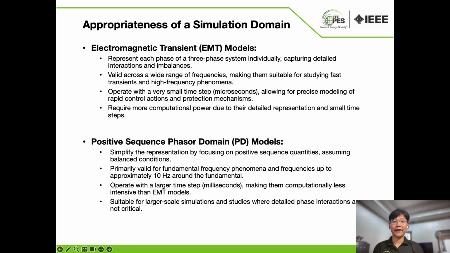Choosing the appropriate simulation domain depends on the specific goals and requirements of the study. EMT models are preferred when detailed phase information, fast transients, or high-frequency phenomena are important. PD models are suitable for larger scale studies, fundamental frequency analysis, and scenarios where computational efficiency is a priority.